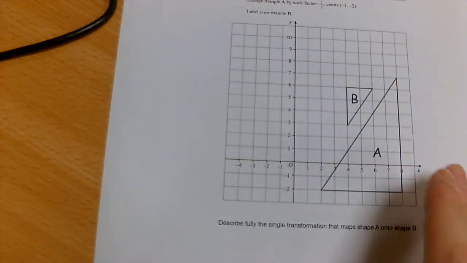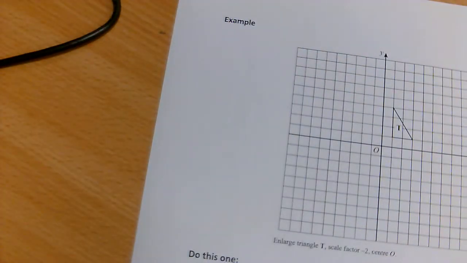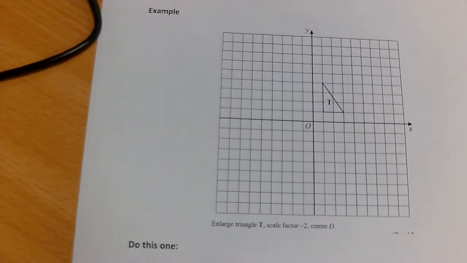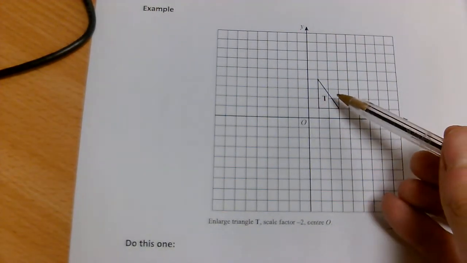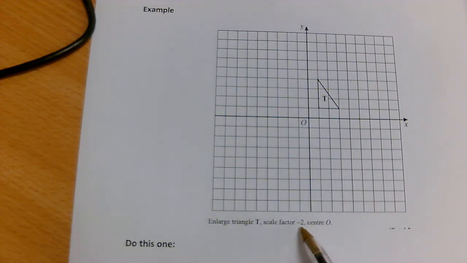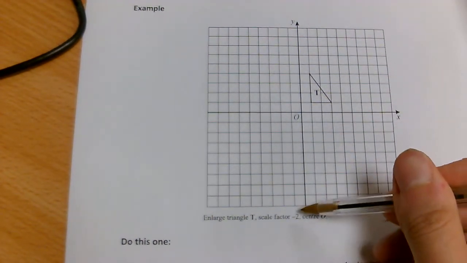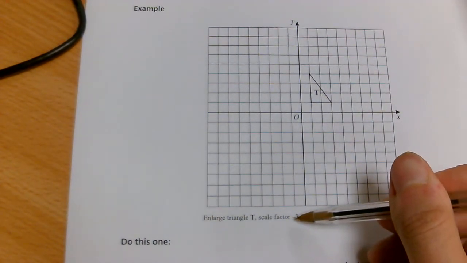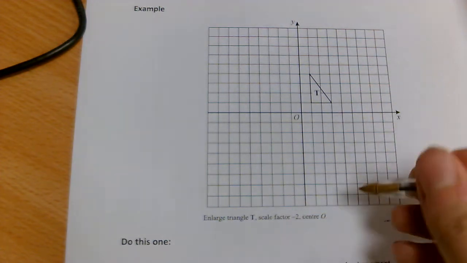Another type of problem you get is when you have a negative scale factor. So very similar kind of question. We've got a triangle, we're enlarging from the origin again, but this time the scale factor is negative 2. So this means the triangle will get twice as big, but the direction of the enlargement is reversed. So here's what it means in practice.